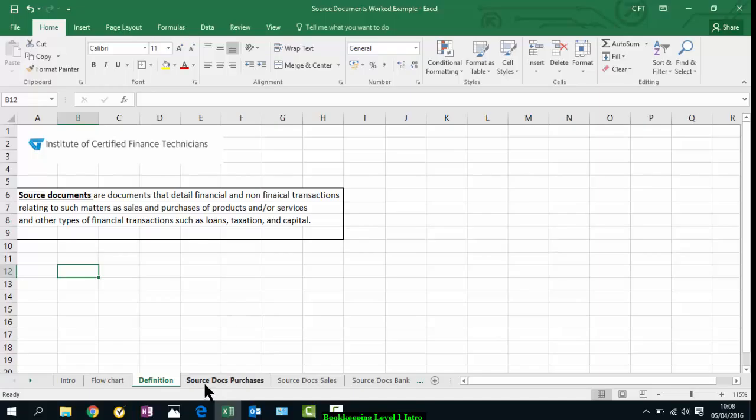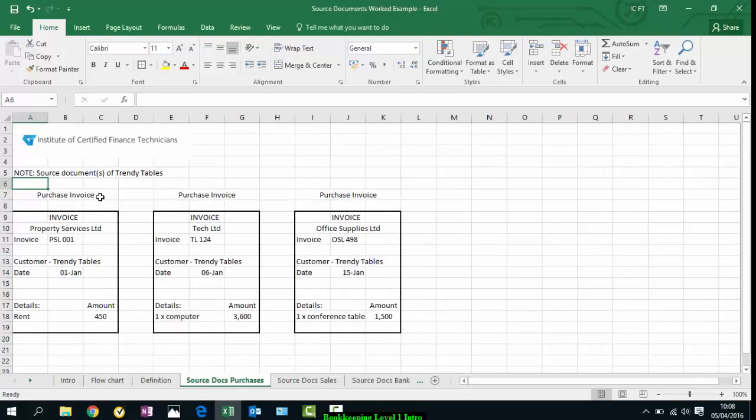So let's have a little look here at source documents relating to purchases, and we'll have a look at these now. So here we have three purchase invoices. One purchase invoice there, another one here, and another one here. So these relate to a company called Trendy Tables. So you need to imagine that you are working for a company called Trendy Tables and they bought a number of items or they've been billed for a number of items that they have got the benefit of.